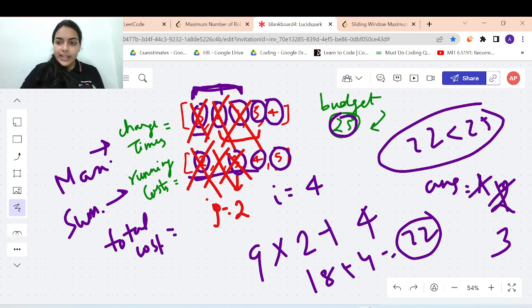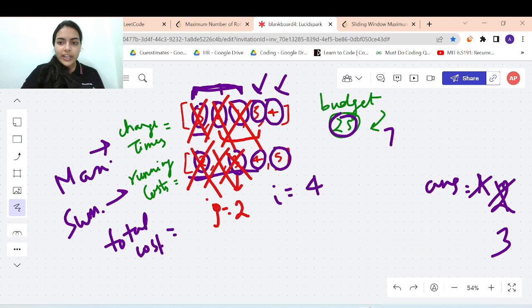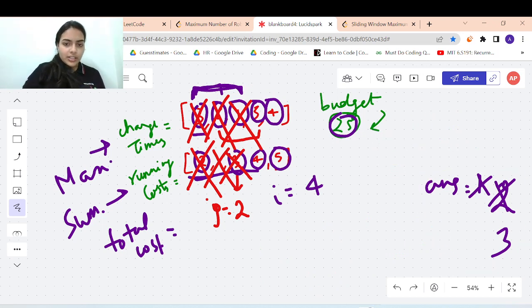So less than equal to is also allowed. So within budget is allowed. Anyway, 22 is less than 25. So this is acceptable. But if you pick these 2 elements, you will only get an answer of 2. But answer is already 3, right? So you need not change the answer. And now when you move your I pointer, I will go to I equal to 5 and you can just exit. Okay, so the time and space complexity will be order of n.